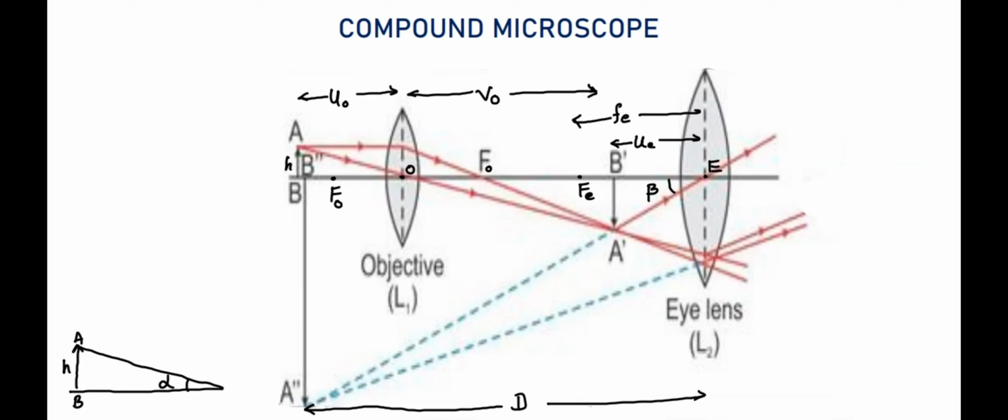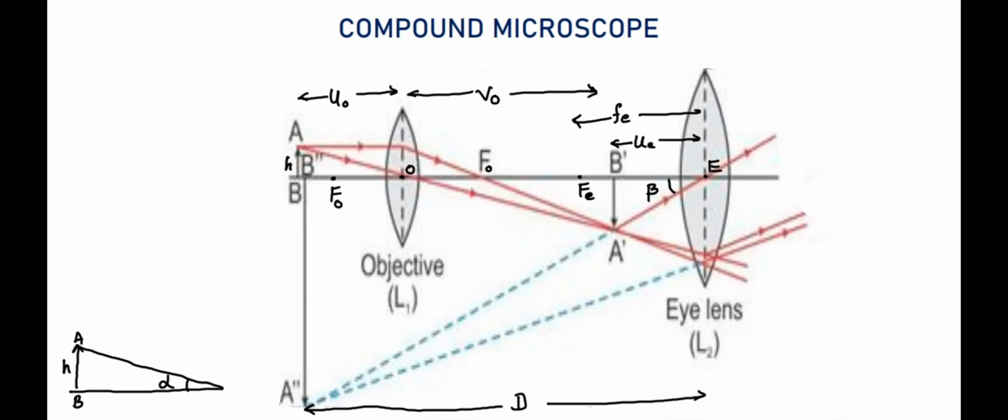The compound microscope is used to get a more magnified image as compared to a simple microscope, which we discussed in the previous class. The object is placed in front of the objective lens and the image is seen through the eyepiece. The aperture of the objective lens is less compared to the eyepiece because the object is very near, so collection of more light is not required.